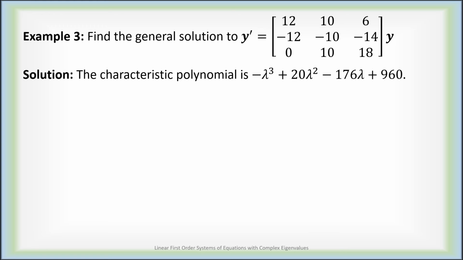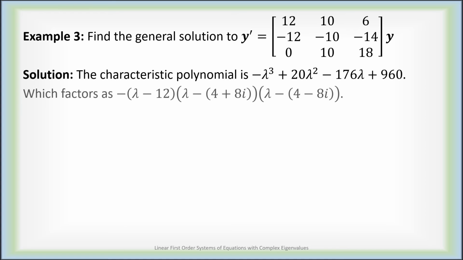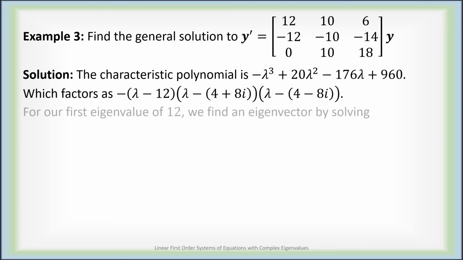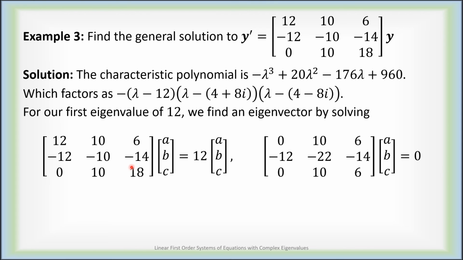We've got to factor this to find the roots. This is all familiar work, so here it is. Therefore, we have three eigenvalues, 12, and then the complex conjugate pair, 4 plus or minus 8i. Now for the real eigenvalue of 12, we just need to find an eigenvector. And again, this is duplicating a lot of the work we've done before, so we're going through it quite quickly. We have two options.